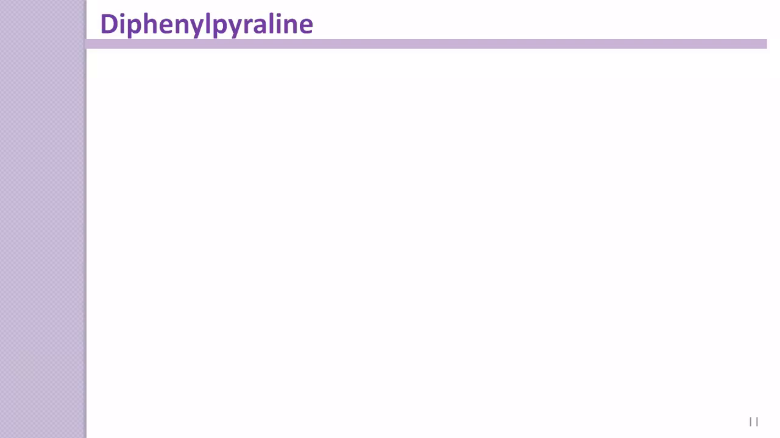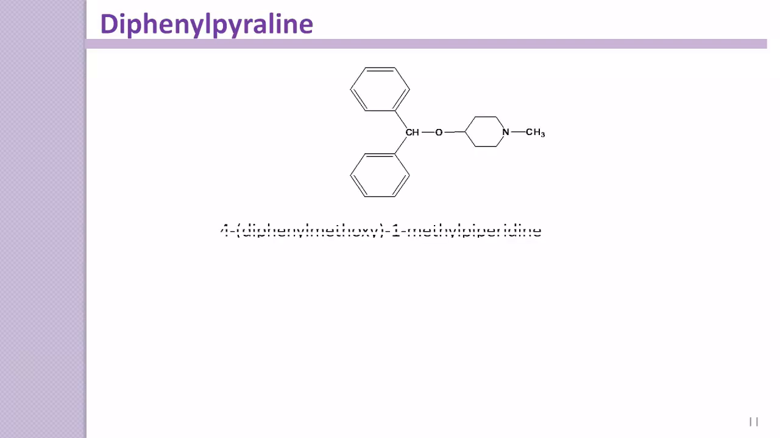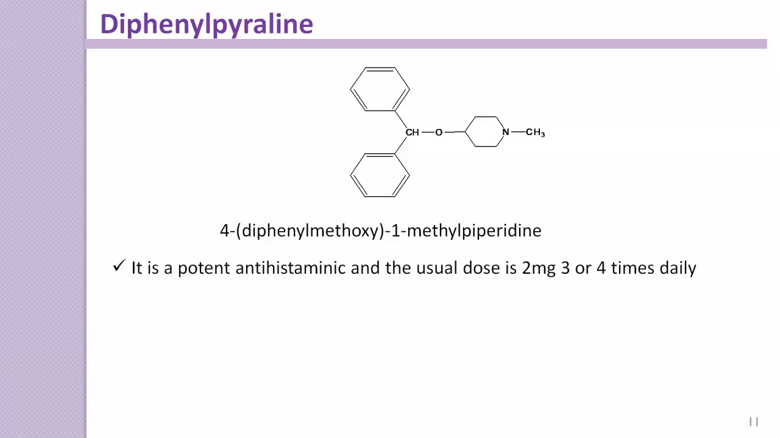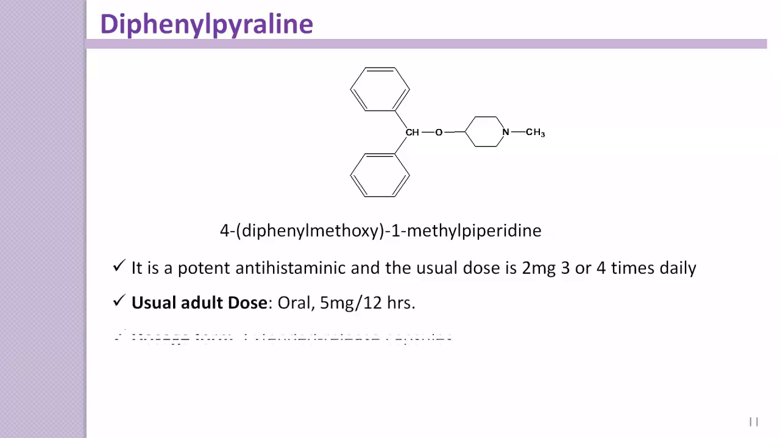Next one is diphenylpyraline, structure with IUPAC name. It is a potent antihistaminic and the usual dose is 2 milligram 3 to 4 times daily, and it is available in extended release capsules.